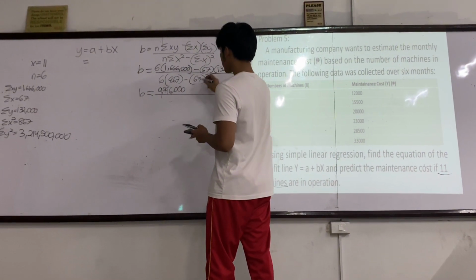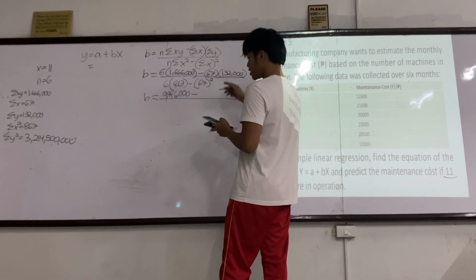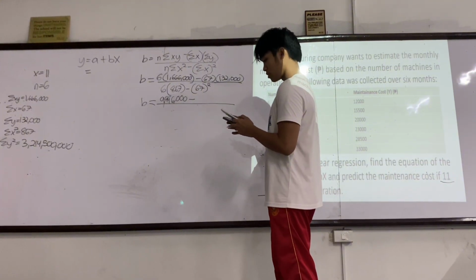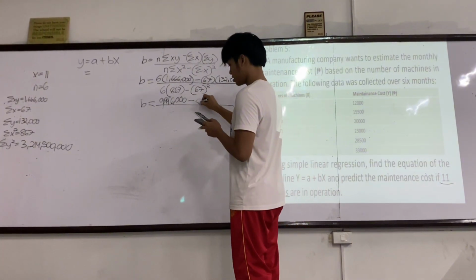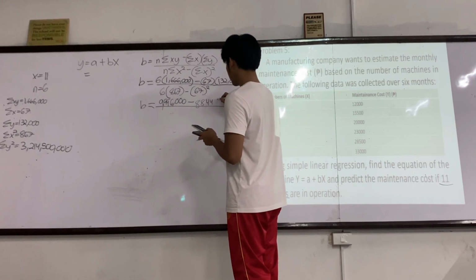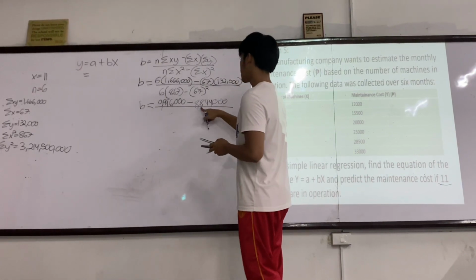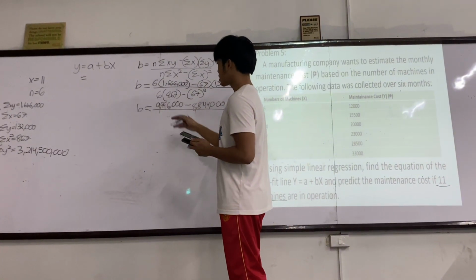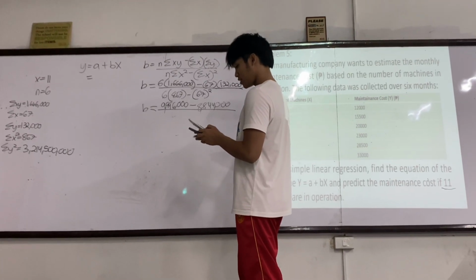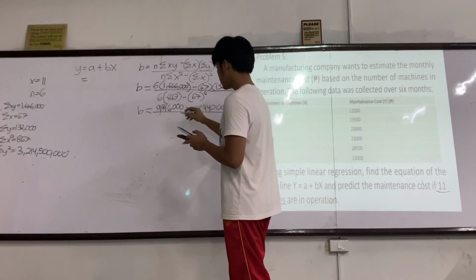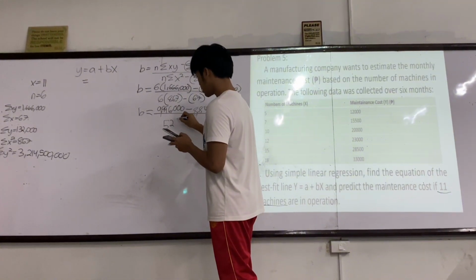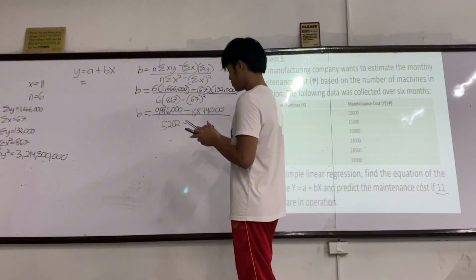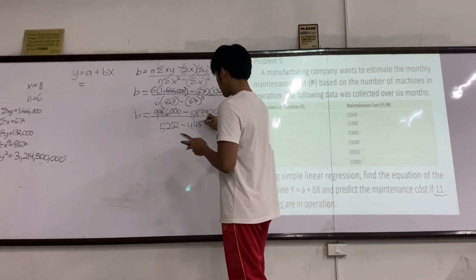9,996,000 minus 67 times 132,000. The value is 8,844,000, and the denominator is 6 times 867. 6 times 867. Value is 5,202 minus 67 squared, 4,489.